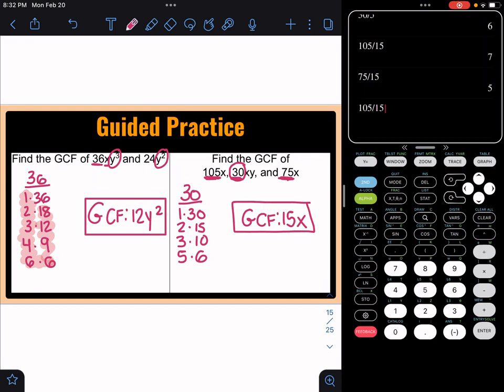105 divided by 15 gives us 7. 30 divided by 15 gives us 2. And 75 divided by 15 gives us 5. There's no number that we could take out of 7, 2, and 5. So yeah, actually you only need to find the factors of the smallest number. That's even easier.